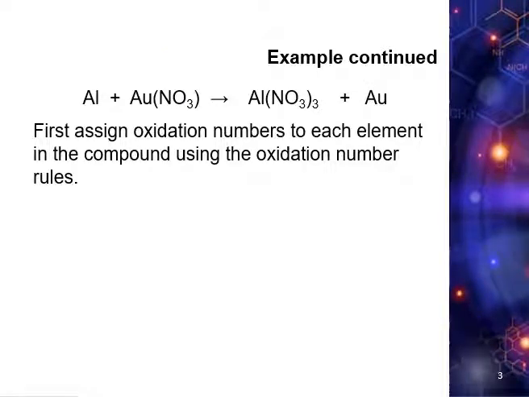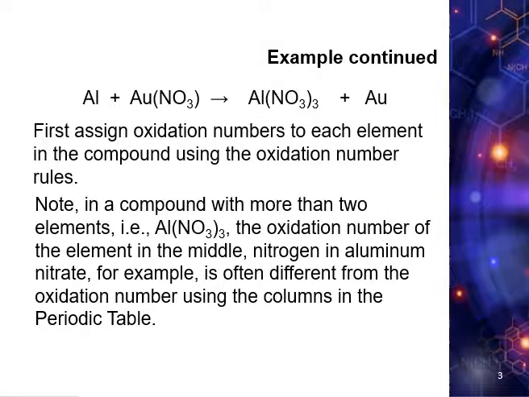First, assign oxidation numbers to each element in the compound using the oxidation number rules. Note in a compound with 2 or more elements, for example, the aluminum nitrate, the oxidation number of the element in the middle, in this case it's nitrogen, is often different from the oxidation number used in the columns in the periodic table.